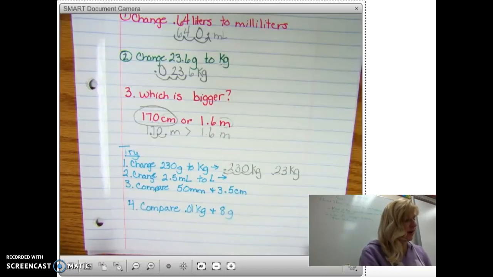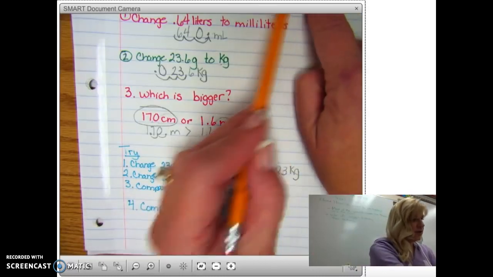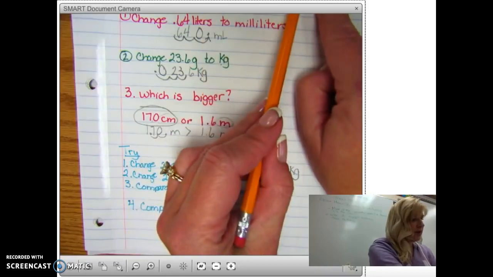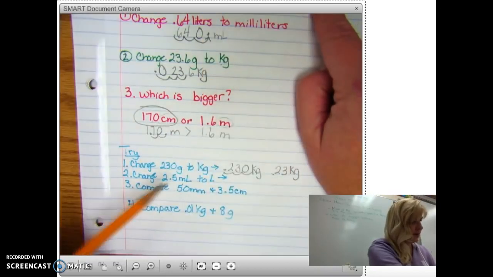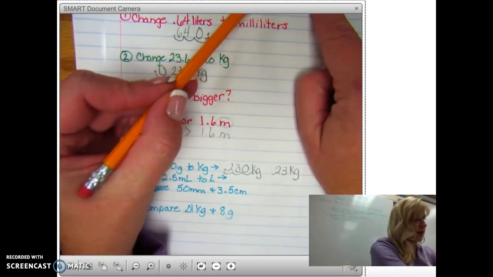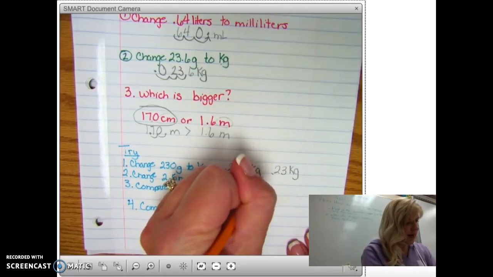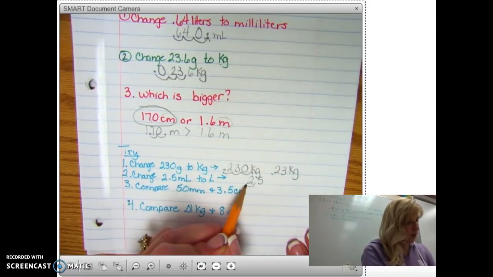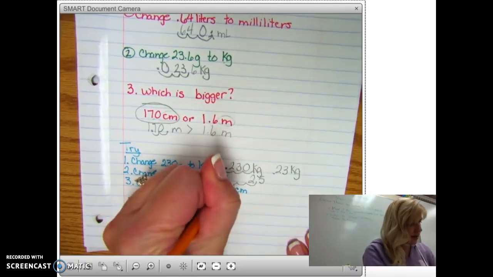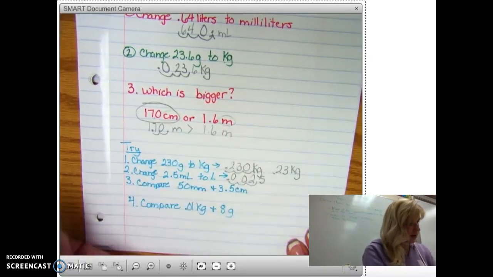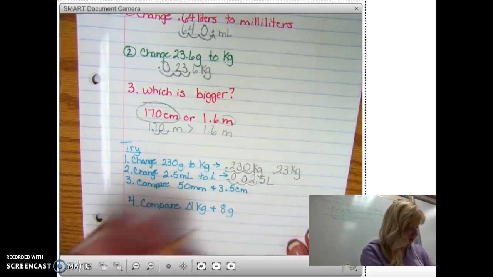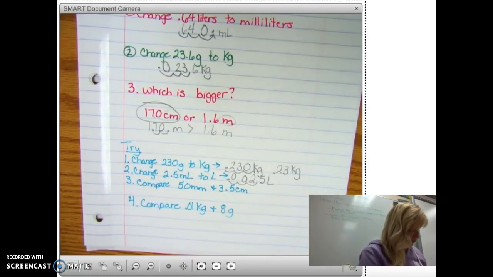Change 2.5 milliliters to liters. So we have milliliters, and we're going to move to the left 1, 2, 3. So 2.5, I draw that really lightly. 1, 2, 3, decimal point 00. I'm changing this to liters. 0.0025, so 25 ten-thousandths of a liter.